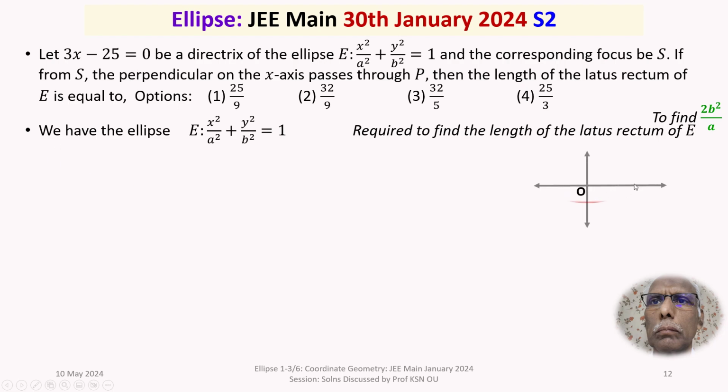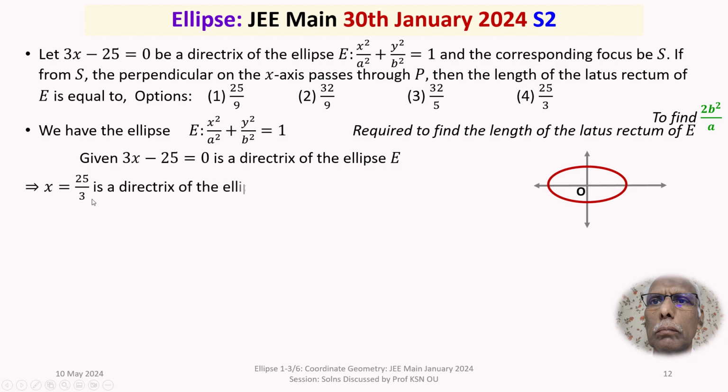Agreed. First, let us take, so that is our x-axis, y-axis, that is our ellipse, right. Now, given 3x minus 25 is a directrix of the ellipse. That means 3x is equal to 25, x is equal to 25 by 3. And x is equal to 25 by 3 is a directrix of the ellipse. And S is the corresponding focus to this directrix. So, the directrix is here, x is equal to 25 by 3 and the corresponding focus will be somewhere here.